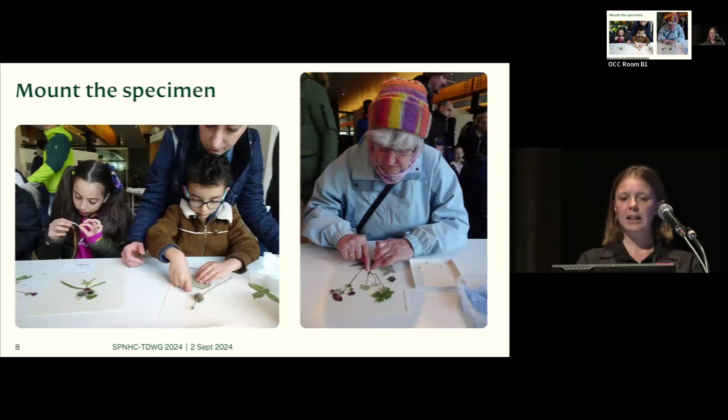The first key step is to mount the specimen. Everybody's provided with a cut down herbarium sheet, so it's slightly smaller than A4. And we have pre-printed labels with some key collection information on them, such as locality, collector name, collector number, a barcode. And this is where we can start talking about the kinds of data we want to be collecting when we go out and bring specimens back for the collection, and how we might be using that data.